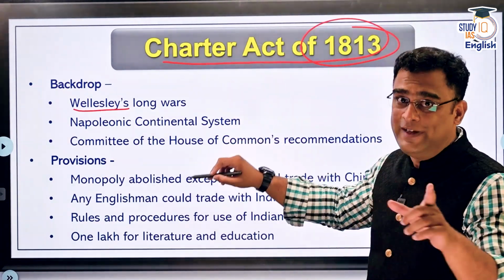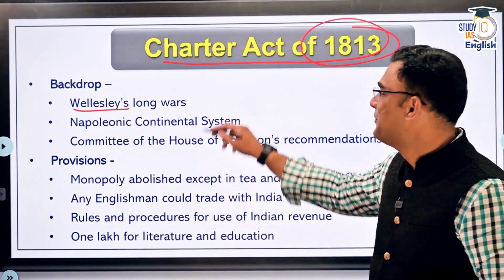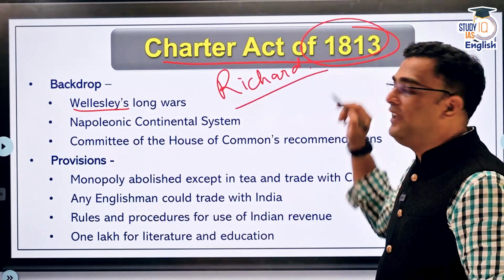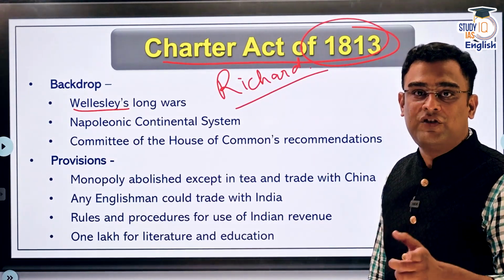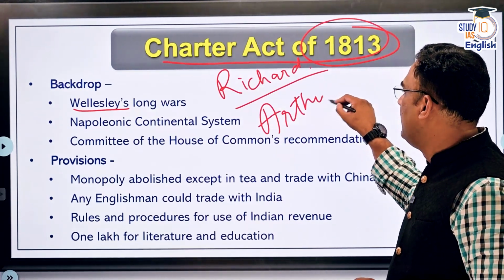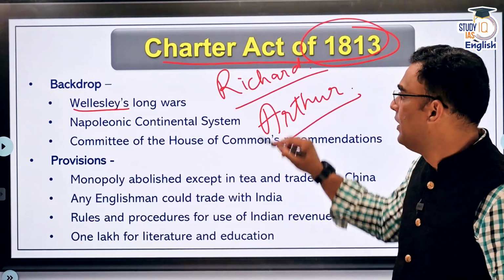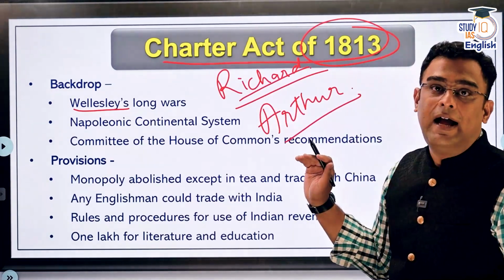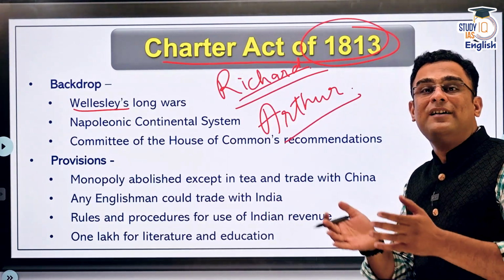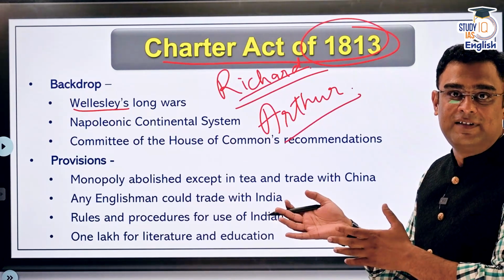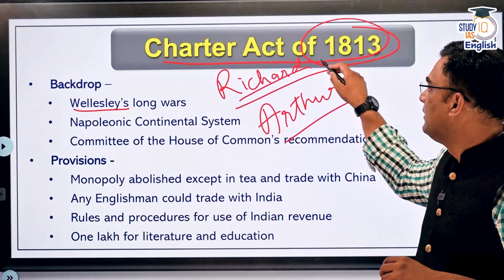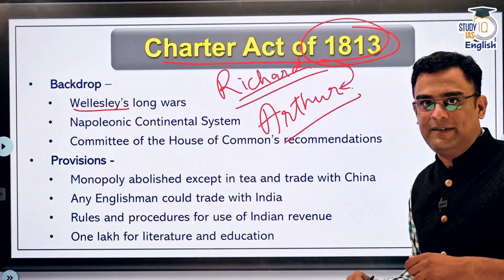Which Wellesley is it? There were 2 Wellesleys and UPSC confused you the last time. The guy who was the Governor General, his name was Richard Wellesley. And he had a younger brother, his name was Arthur Wellesley. Richard Wellesley had taken several measures, including establishing a training institution for British civil servants in India. UPSC had confused you with the name of his younger brother, Arthur Wellesley.